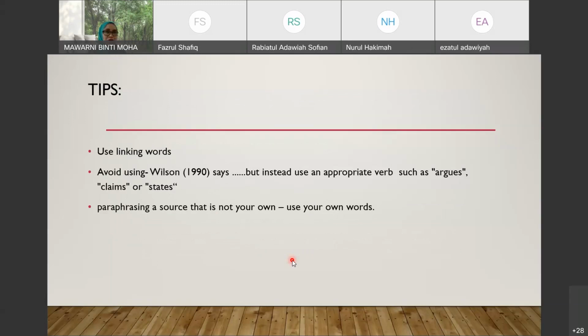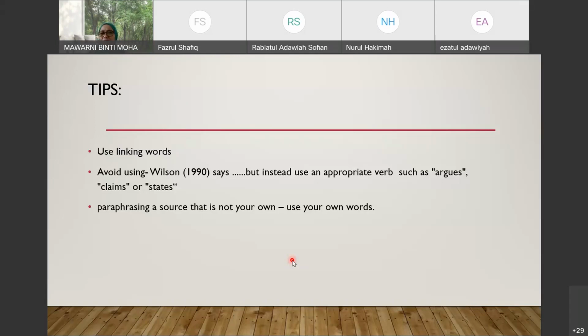Right, tips when you do your writing on the literature review. Please use linking words. What are linking words? Can you give examples of linking words? Or conjunctions? Fazrul? According to. According to, okay.